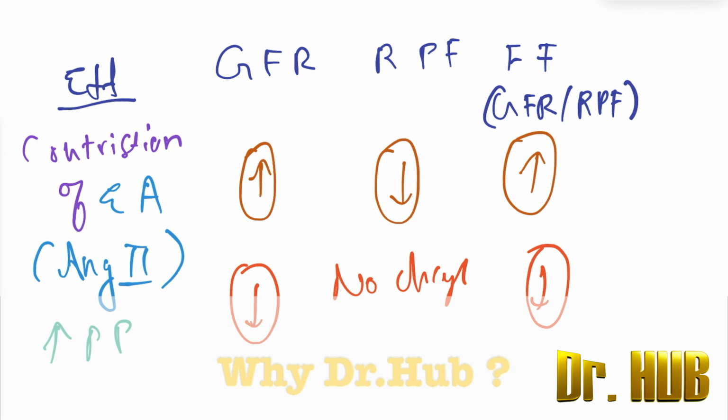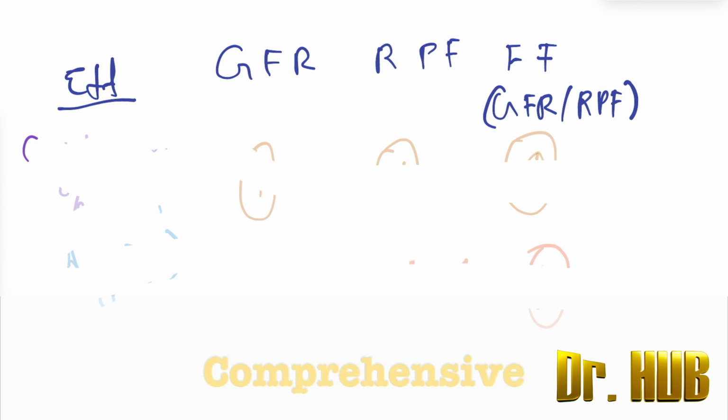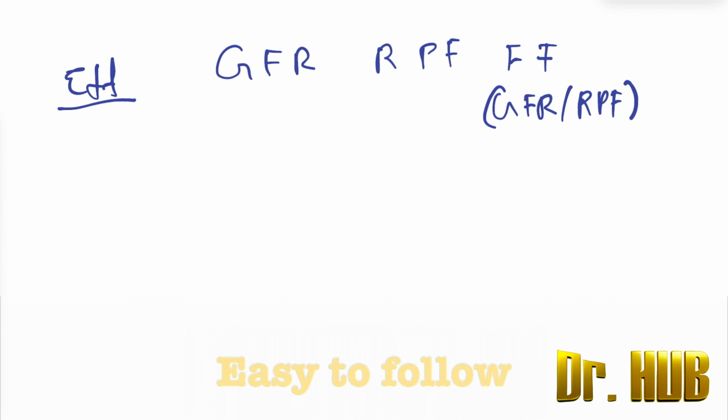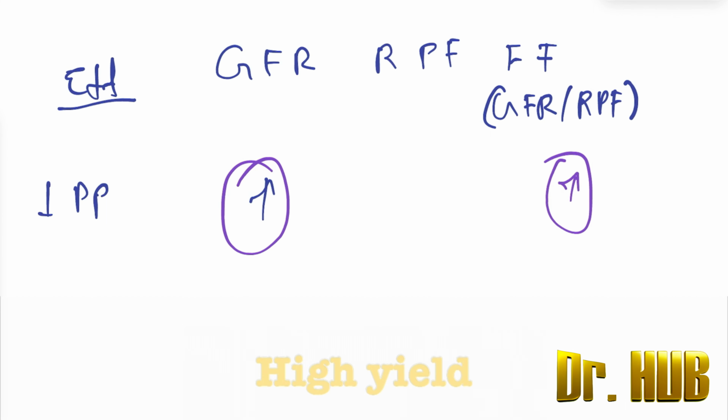Next, we will see in case of the decrease in the plasma protein. So in increase, there was increase. In case of decrease in the plasma protein, the GFR increases as well as the FF increases, and there is no change in case of the RPF.